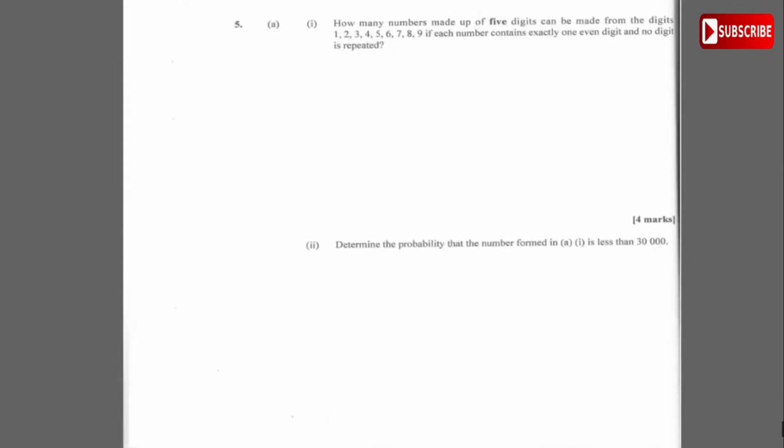We get to the nicest module in Unit 2, which is Module 3. So getting to Module 3, it says, how many numbers made up of 5 digits can be made from the digits if each number contains exactly one even number and no digit is repeated? So it must contain one even number and no digit is repeated.